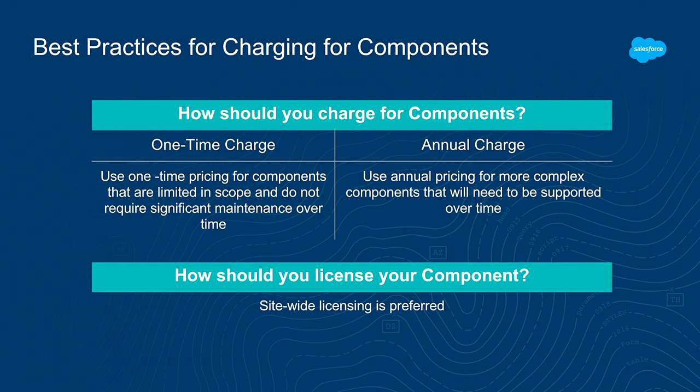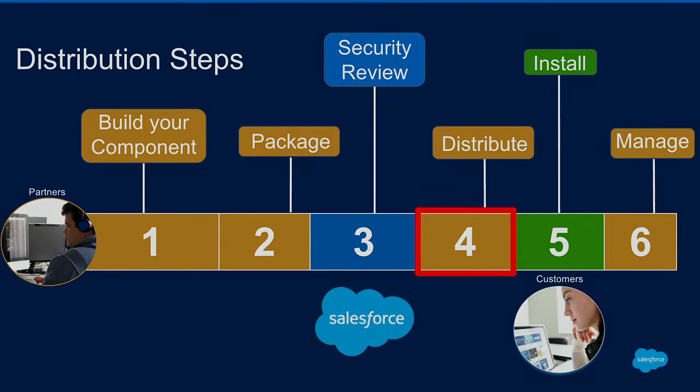And they gave us feedback that they want 2 ways to charge, only 2 ways. So either one time at install or annually. So we recommend one-time charge when they click install for a smaller component, maybe a widget or a button or something, and then annually for maybe a bigger component that requires more maintenance and more work from the partner side.